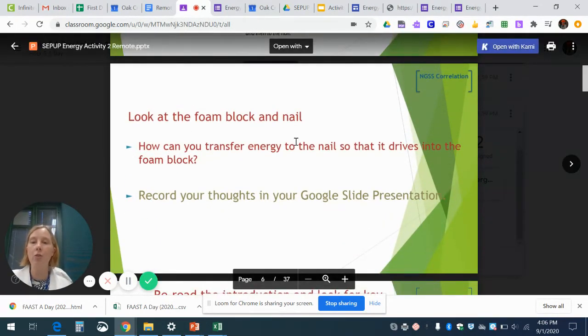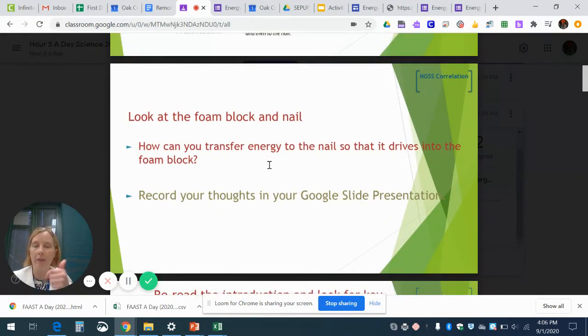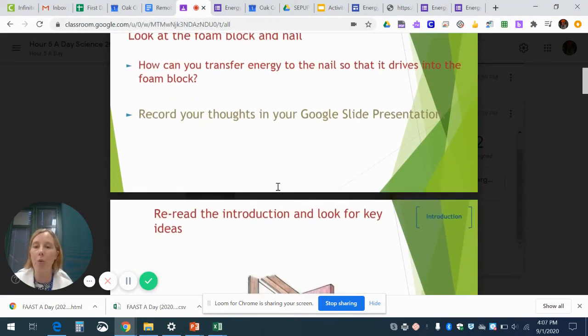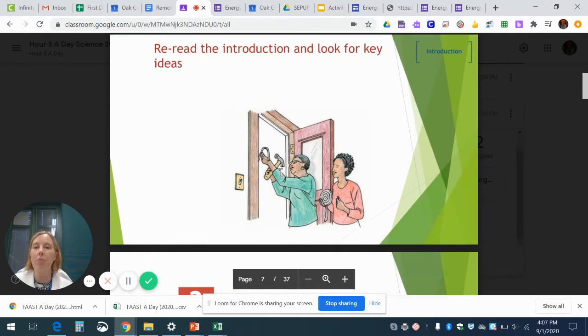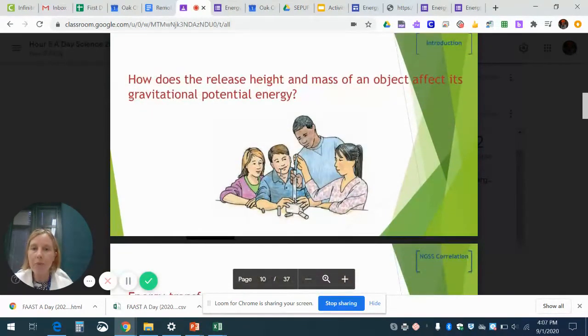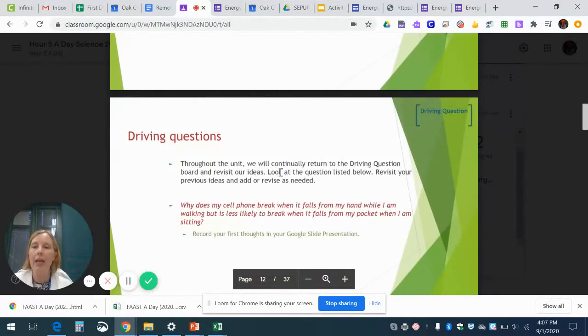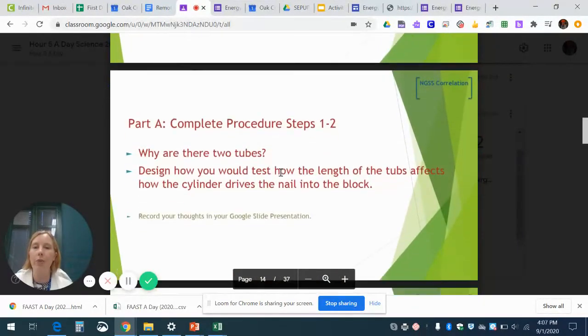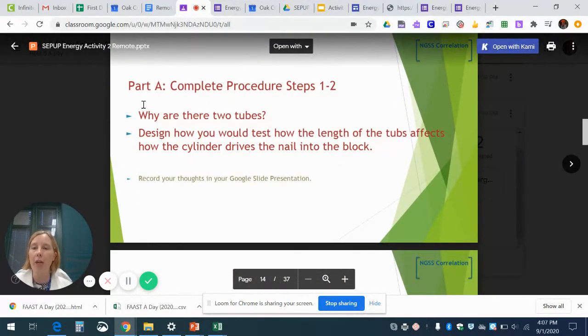When it's asking you to look at different things, you're going to have to go and look at the video so you know which foam block and nail they are referring to. So you're going to go back and forth between the video, maybe watch the video all the way through once, come back and look at this, and then see where you need to go with it. Again, in class tomorrow, we're going to go through this together and answer some of the questions as we go and try to complete part A.